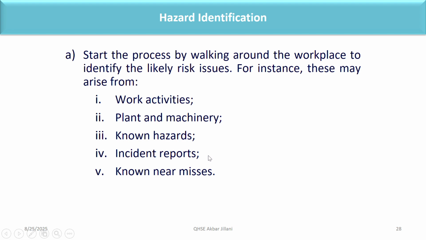Incident report: if we report some accidents, in this also we can identify the hazards. If there are some near misses, some hazards were identified in finding out the root cause of the accidents. So from these 5 causes or five items, we can identify the hazards.